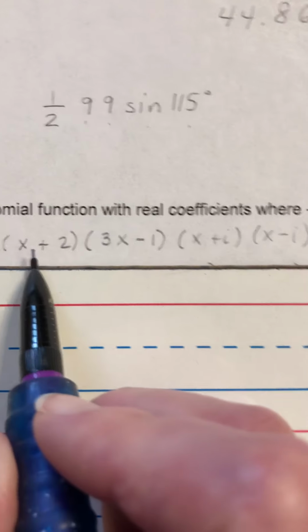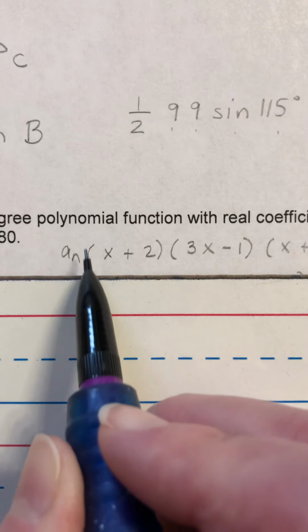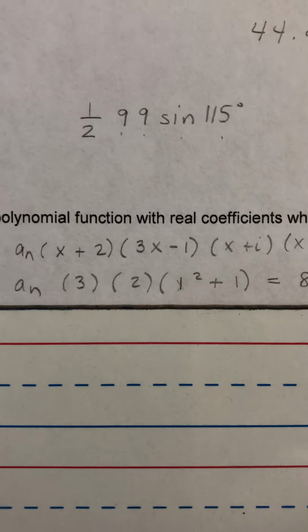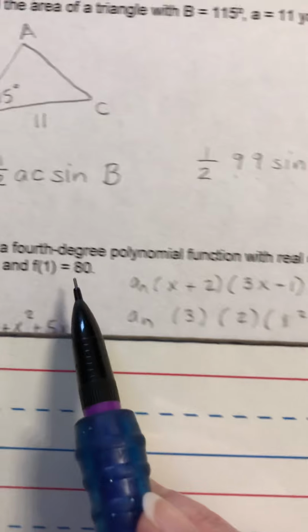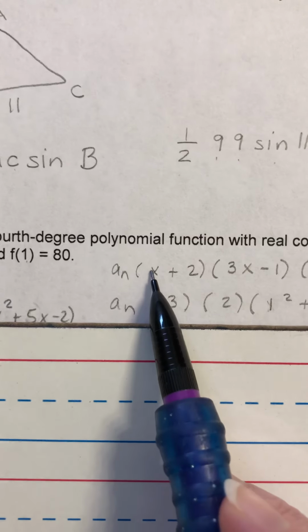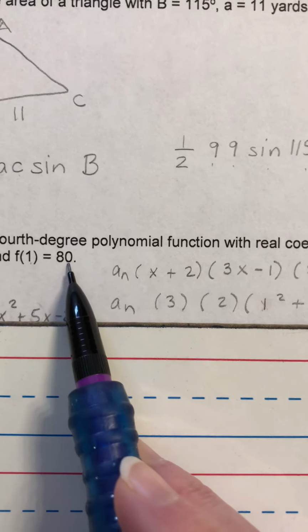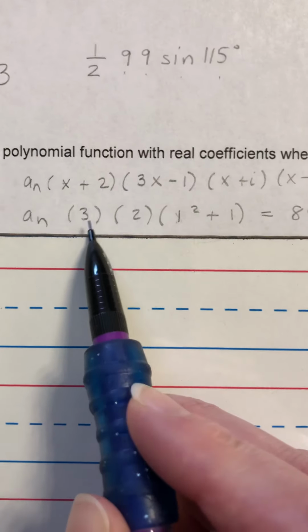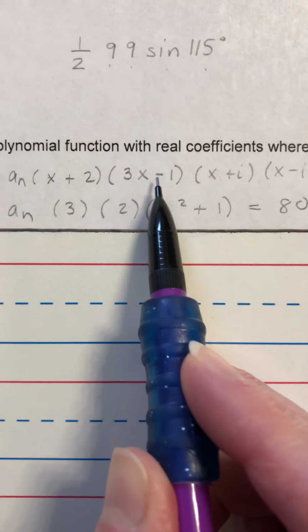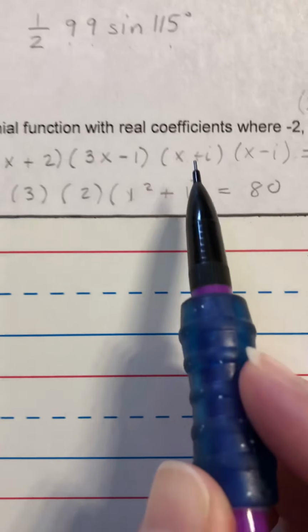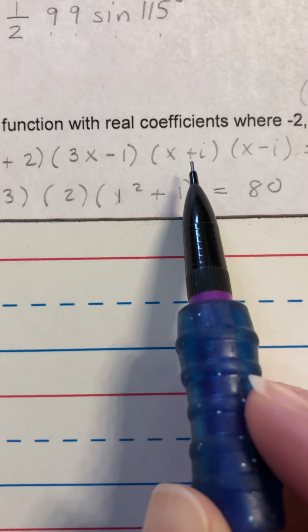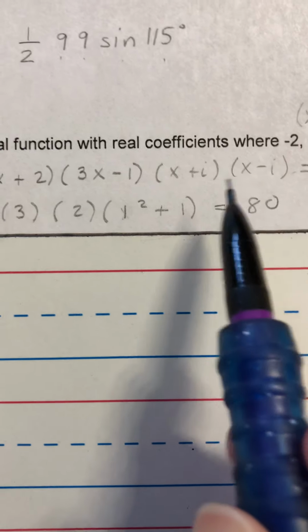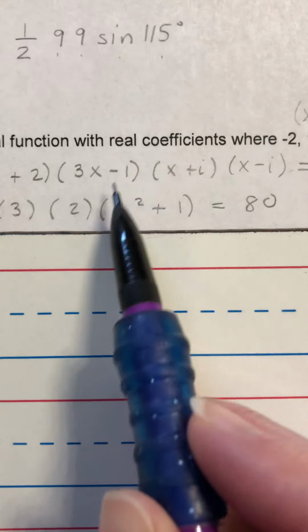So I have these 4 factors, and then I don't know the coefficient, so I'm going to call it a sub n. And then what I'm going to do is plug in 1 for x, and then set the whole equation equal to 80. So that's what I did here. 1 plus 2 is 3. 3 times 1 minus 1 is 2. 1 plus i times 1 minus i, FOILed that out, and that's how I got this.